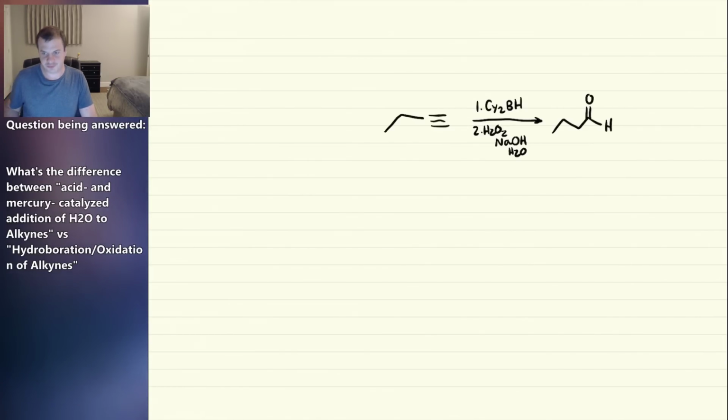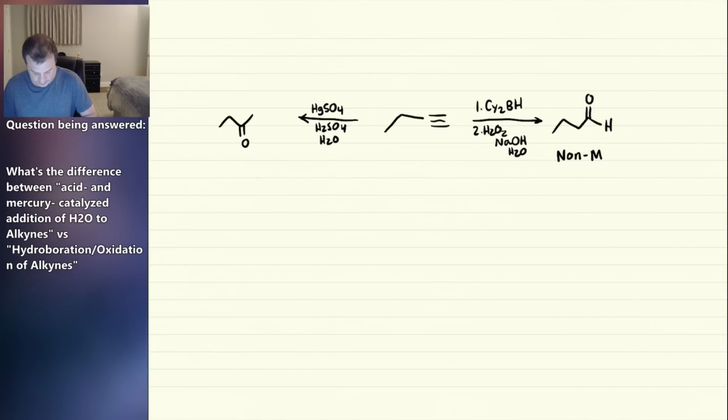I deeply apologize. Okay, next we're going to do the acid and mercury catalyzed addition of H2O. That's going to add to the more substituted side, and so we'll end up with a ketone. So the difference is the hydroboration oxidation is non-Markovnikov, and the acid and mercury catalyzed addition of H2O is Markovnikov. All right, hope that clears that up.